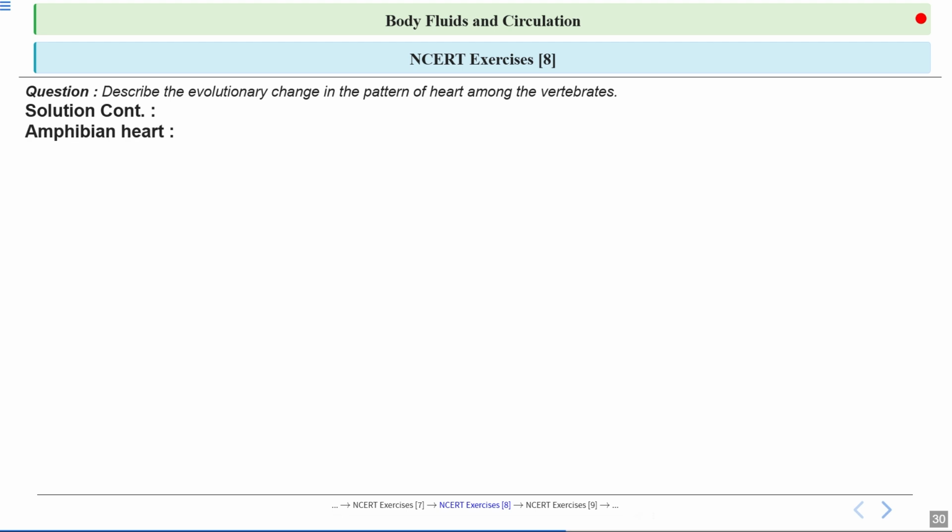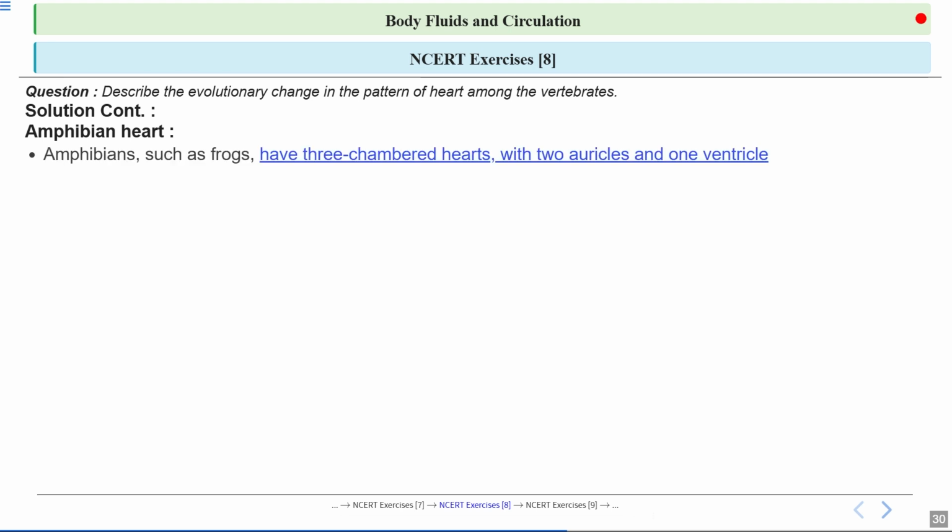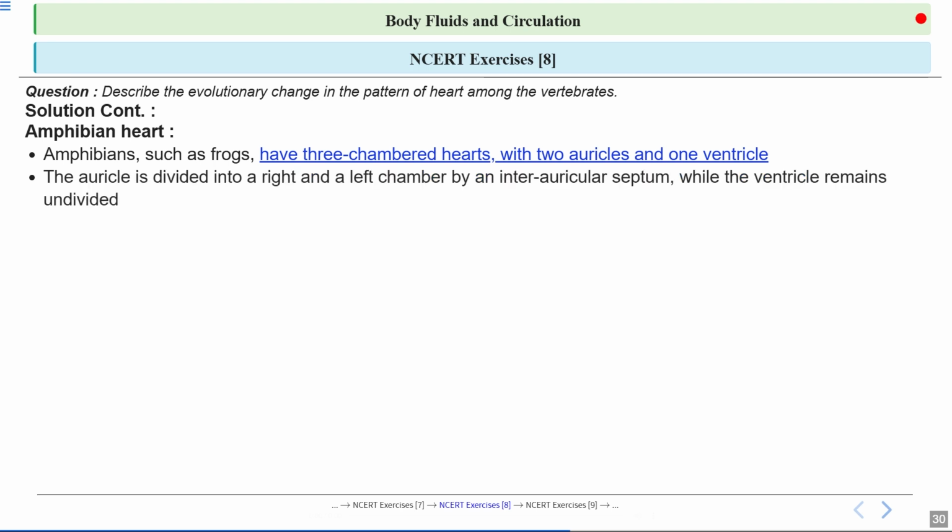Let's talk about the amphibian heart now. So this is more complex than fish. Amphibians like frogs have a three-chambered heart. What are these three chambers? Two auricles and one ventricle. So this setup allows for some separation of oxygenated and deoxygenated blood, but not complete separation, which occurs in mammals.